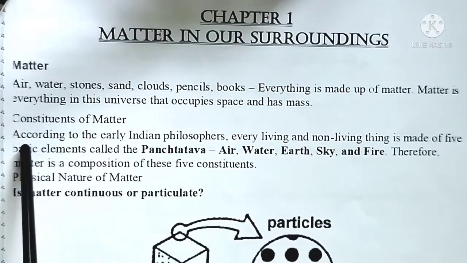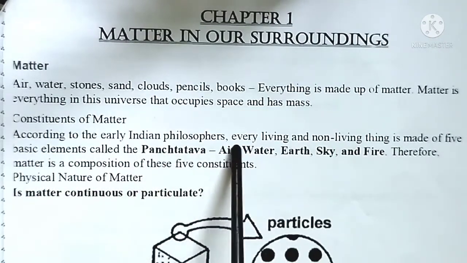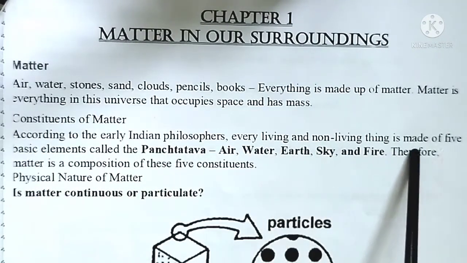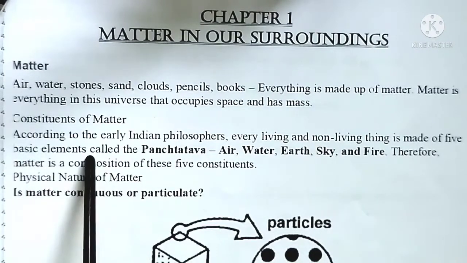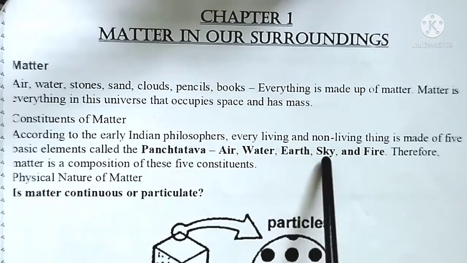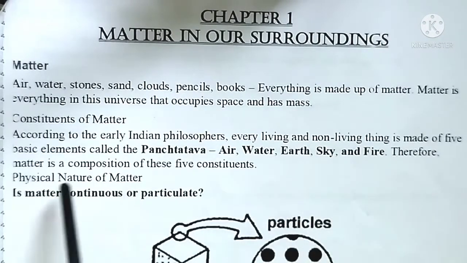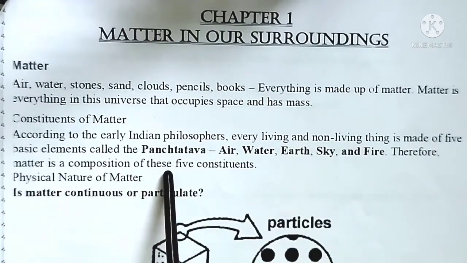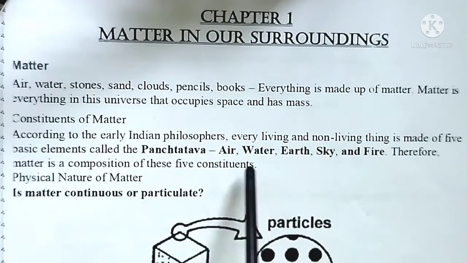Constituents of matter. According to the early Indian philosophers, every living and non-living thing is made up of 5 basic elements called the Pancha Tattva: air, water, earth, sky and fire. Therefore, matter is a composition of these 5 constituents.